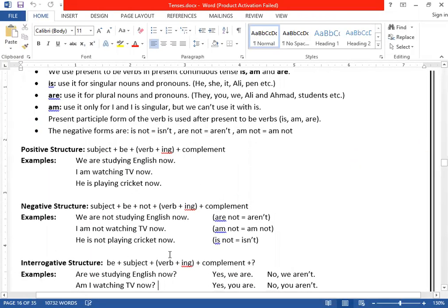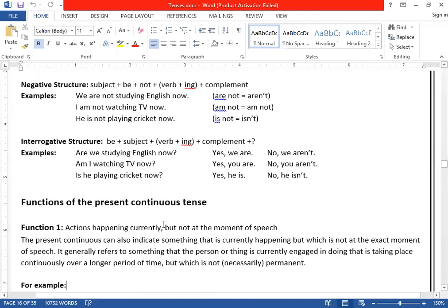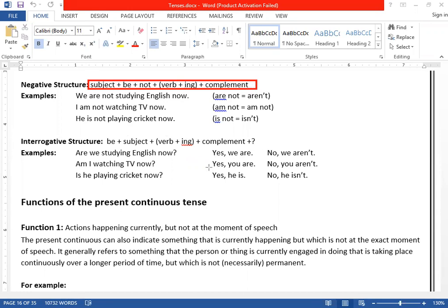For the negative structure, we use not after be verbs. With the to-be verb, we will just put not: is not, are not, am not, clear? And again, we will use verb plus ing at the end. Like we are watching TV, we are not watching TV. We are studying, we are not studying, clear? And the short forms, as I mentioned, you can also say aren't, isn't, clear, etc. So these are also the short forms of it, clear?